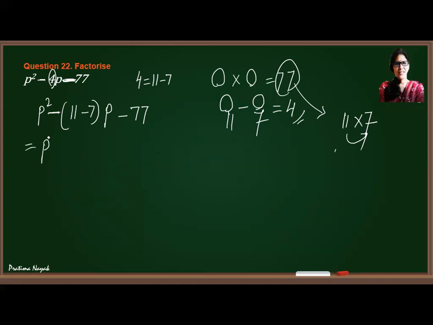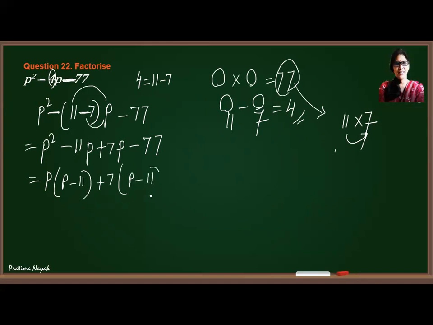Now when I write the next step, I should be very careful. It will be negative 11p, but 7p will be positive because there are two negatives before it. Minus 77, two negatives are multiplied, it will be positive. So take p common, p minus 11, then 7 common, p minus 11. Then p minus 11 common, p plus 7.